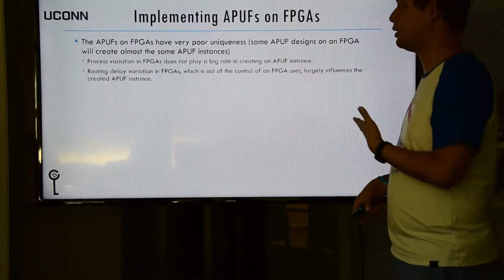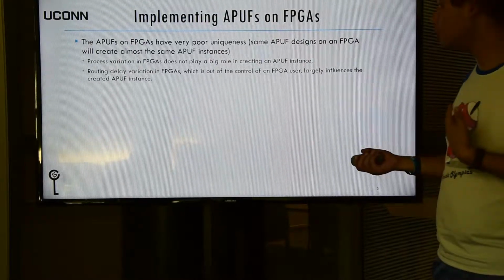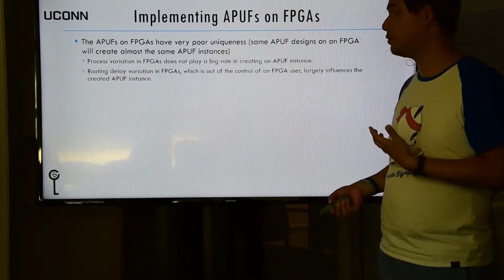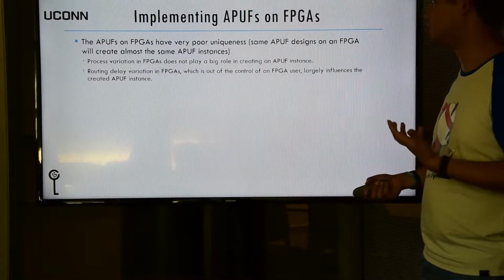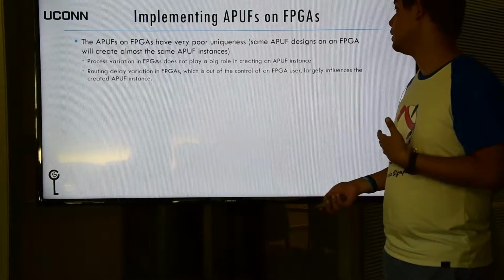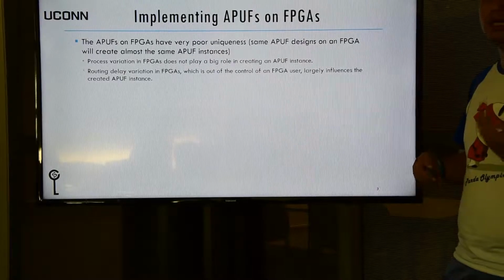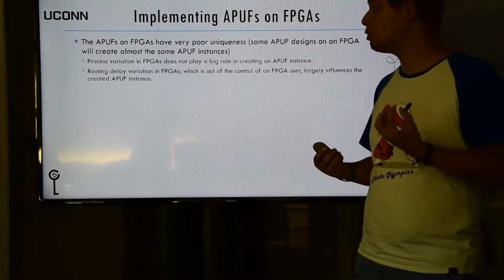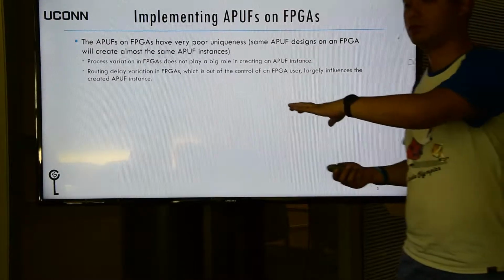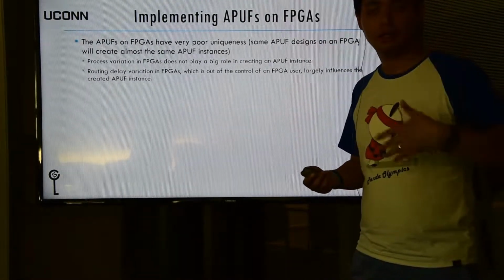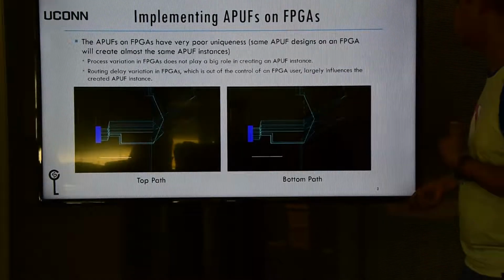And the reason for that is that the process variation in FPGA does not play a big role in creating an arbiter path instance. What plays a big role is the routing delay variation in FPGA, and it's actually out of the control of the FPGA user. As the FPGA user, we cannot control the routing exactly. We can only control the placement of every single local table, and then let the EDA tool automatically route it.